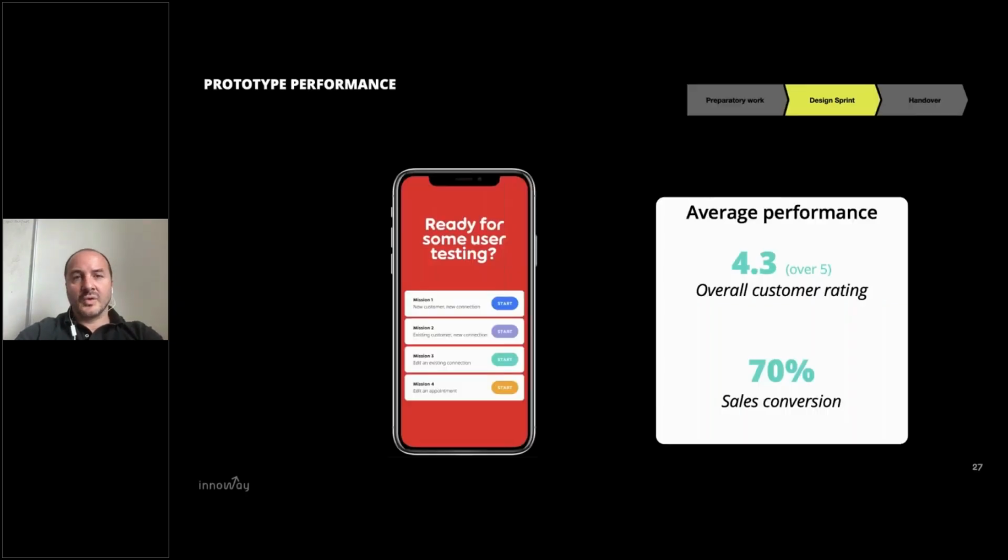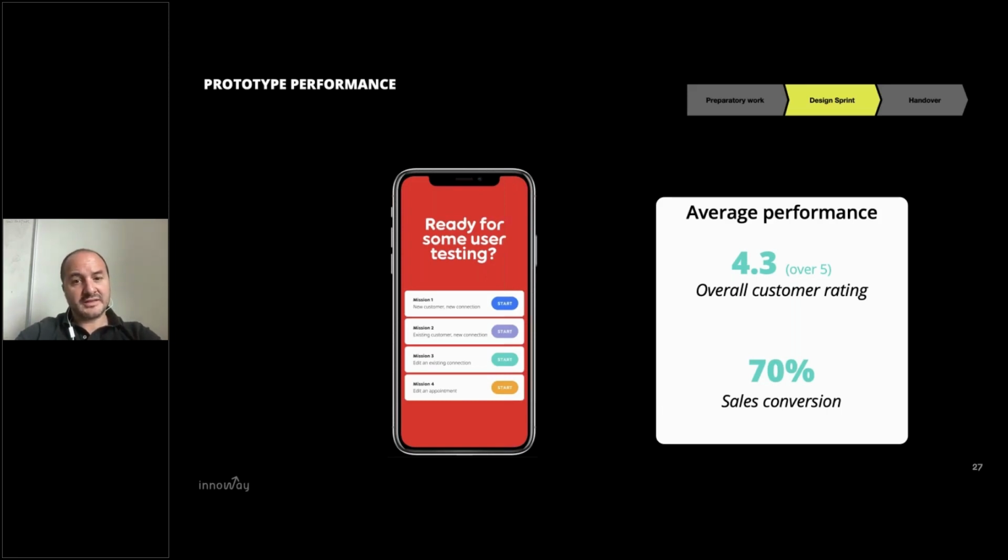And finally, we got the results. So as I was saying, the performance was improved by 50% and the sales conversions by 70%. This is the comparison between the current situation and the prototype. So as I was saying, what we do is, if there's any existing product, we start by evaluating that and setting the KPIs that will define success in our design sprint. Then we measure it and we compare that with the KPIs or the evaluation of the prototype.